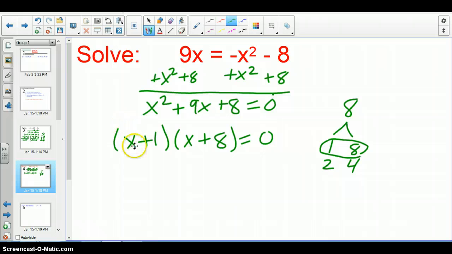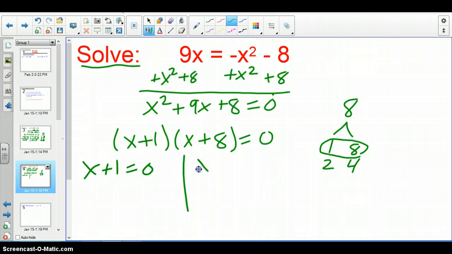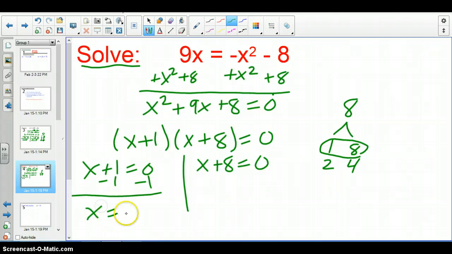Now we factored this, okay? But we were solving here, so we're not done. So we have to set each parenthesis equal to 0. So x plus 1 equals 0, and x plus 8 equals 0. Now solve for x in each one. So x equals negative 1, and x equals negative 8.